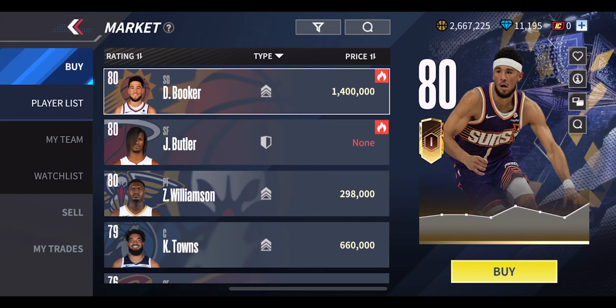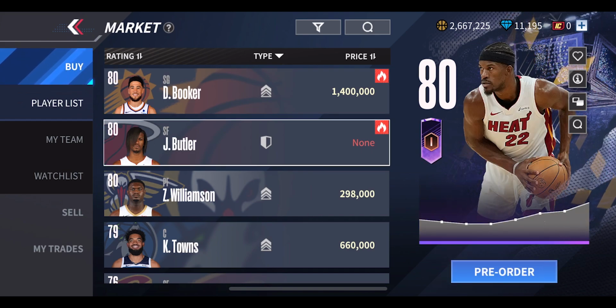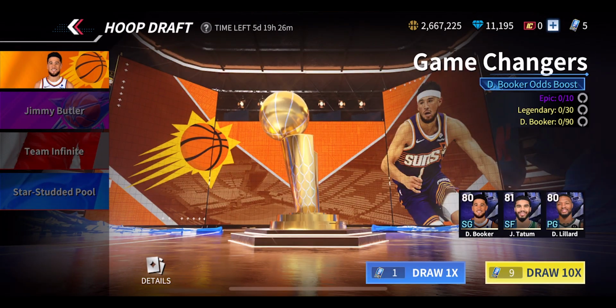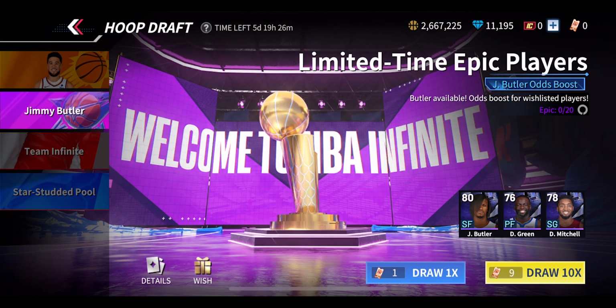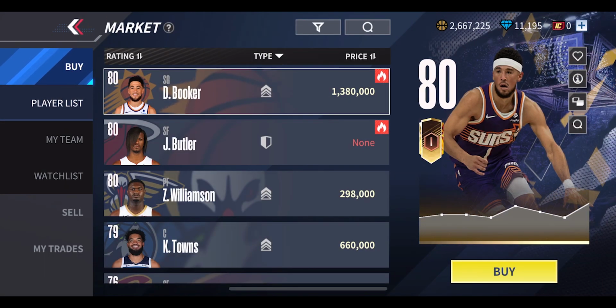You'll notice his price has increased over the last day or so, and that's because he was added into a pool. Same with Jimmy Butler, his price has steadily increased. As you can see, they are now headlining in the Hoop draft. It's important to take note of this stuff, as new players will headline different drafts when it comes to the game, and that can definitely influence their price on the market.